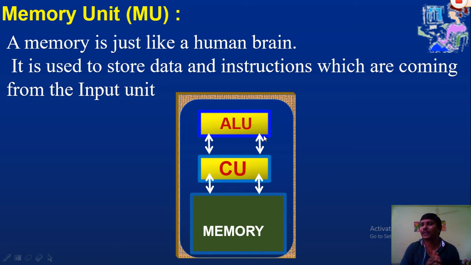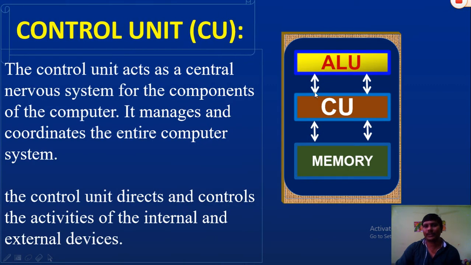What do you mean by temporary storage? Temporary storage means when the power is off, the data in the memory can be erased. Permanent means when the power is off, the data in the computer memory cannot be erased. That is called permanent memory or permanent storage.